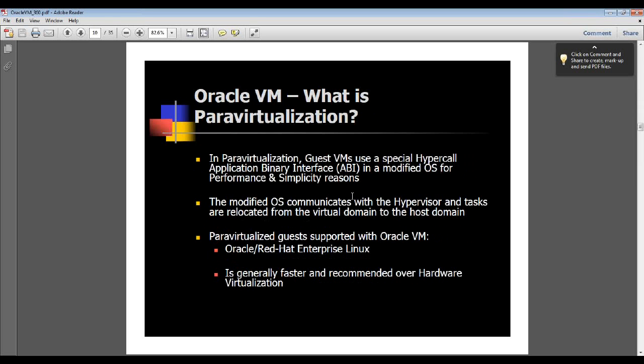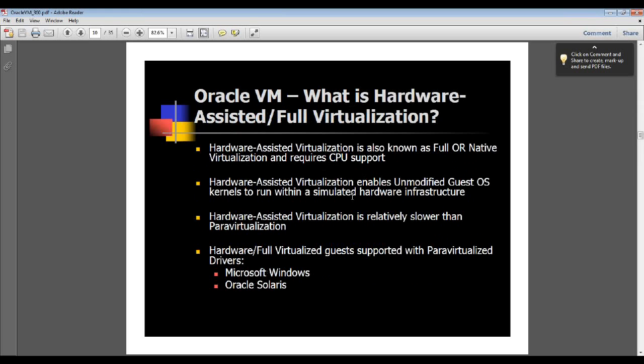So what is paravirtualization? Paravirtualization, in its simplest form, is where the guest VM piggybacks and uses a special hypercall ABI, or application binary interface, mainly for performance reasons.